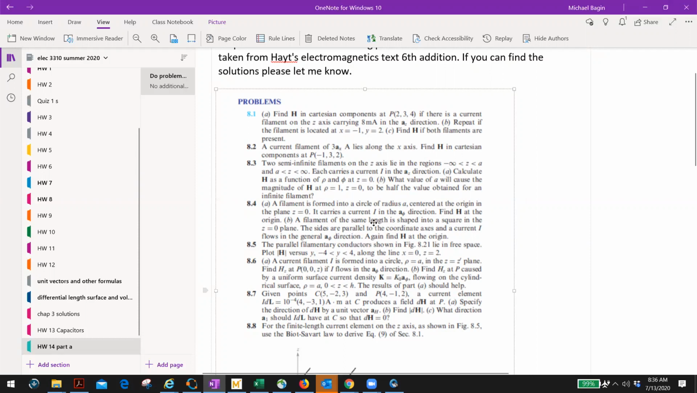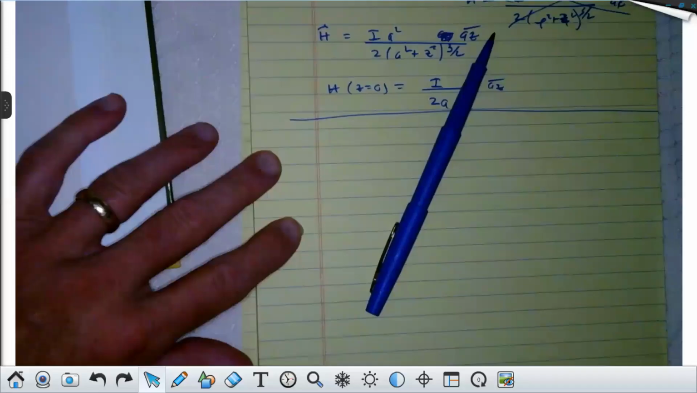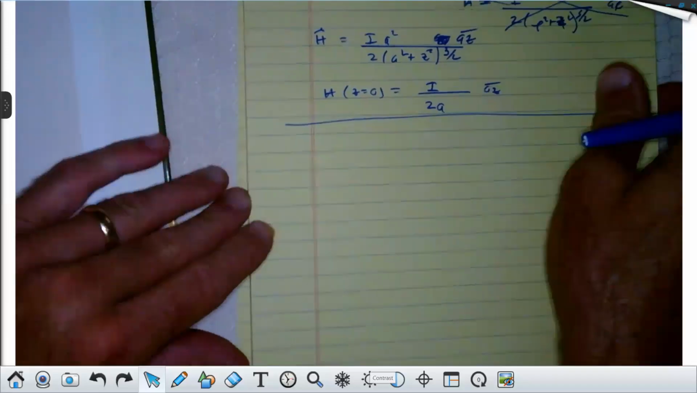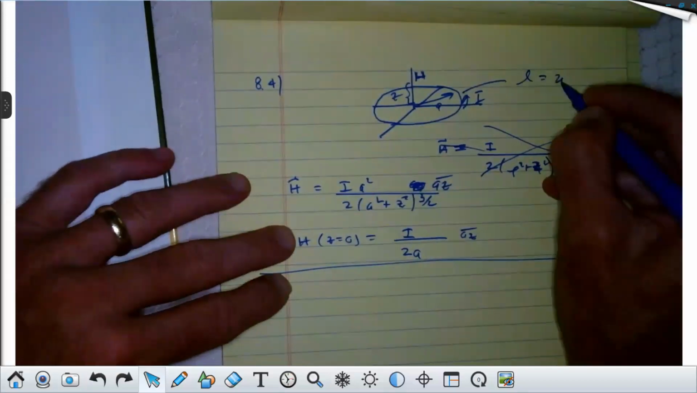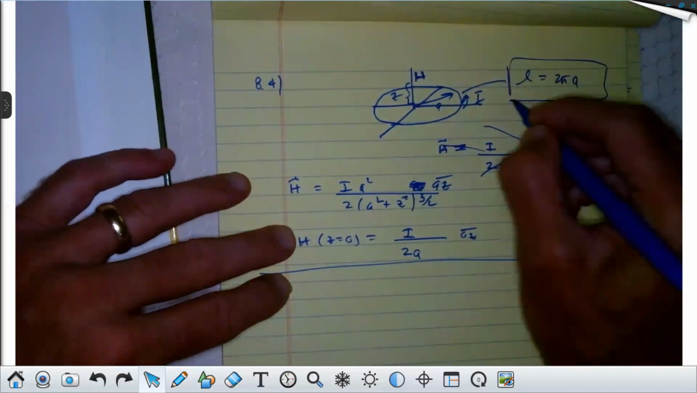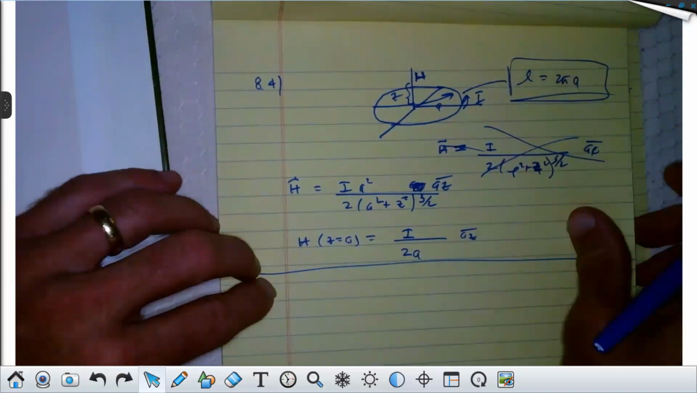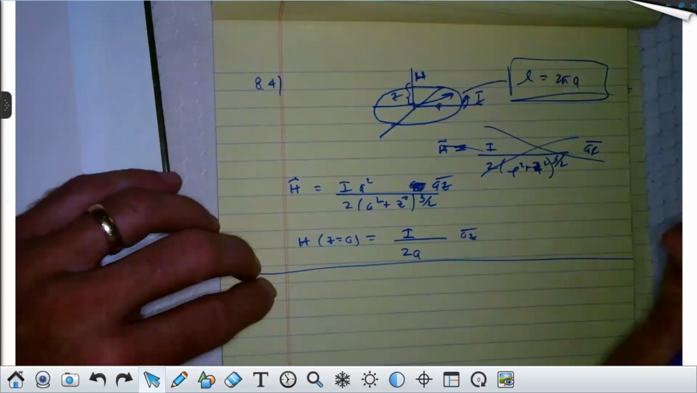So this is one of these things where it's the same length. So first you have to say, when I have that circular loop up here, I know the total length L would be 2 pi A. You agree with that, everyone? That's just the perimeter of that loop, right?